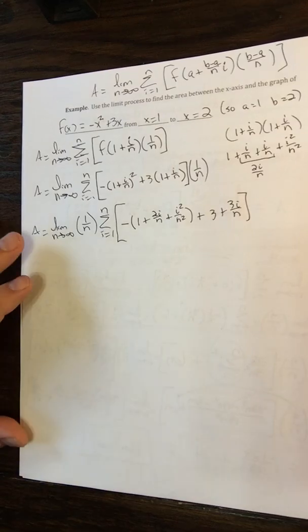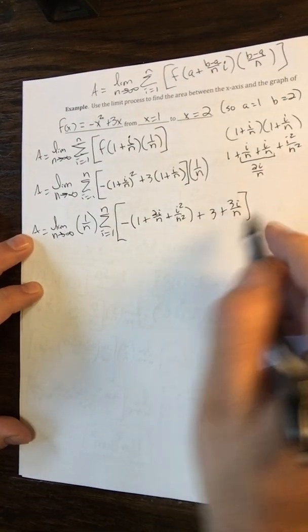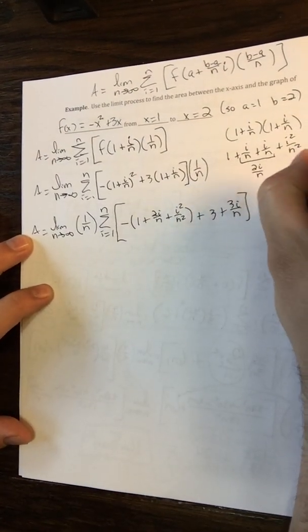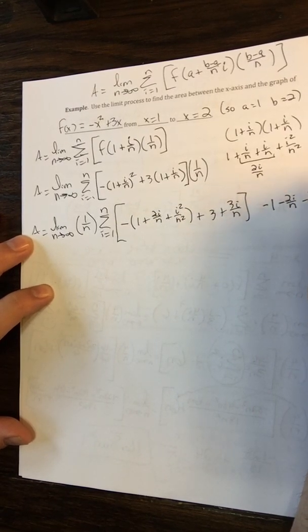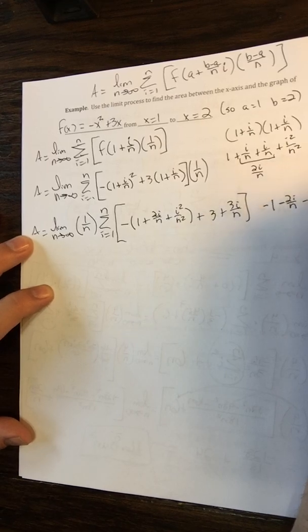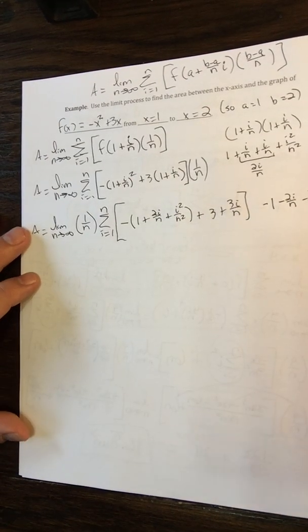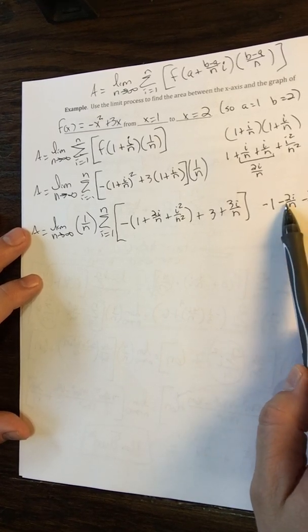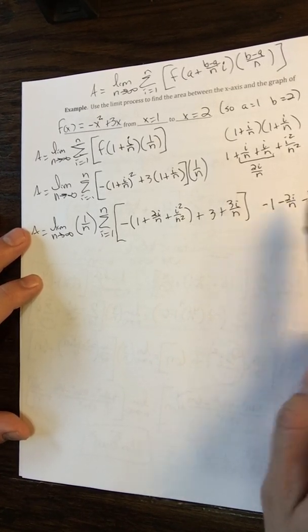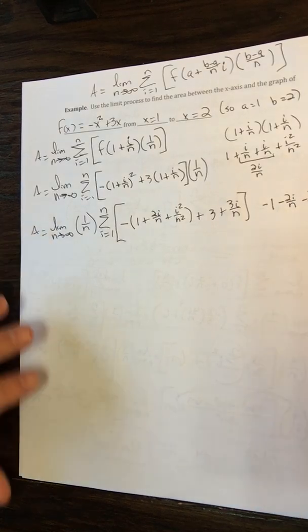Okay, let's talk about this for a second. This is negative 1 minus 2i over n minus i squared over n squared. It's plus 3, and it's plus 3i over n. I've got some things that can combine. I've got a negative 1 and a 3. That's a 2. And I have minus 2i over n plus 3i over n. Those cancel a bit, and I get i over n.